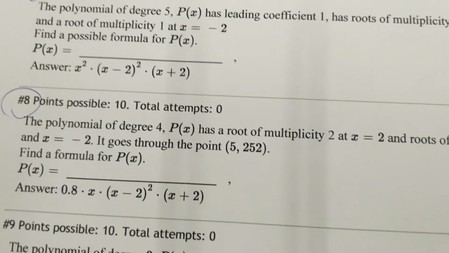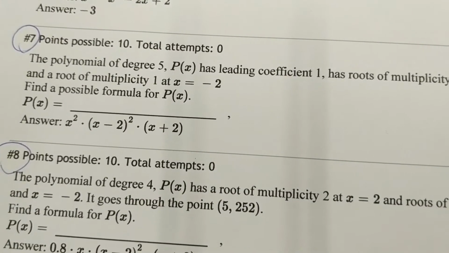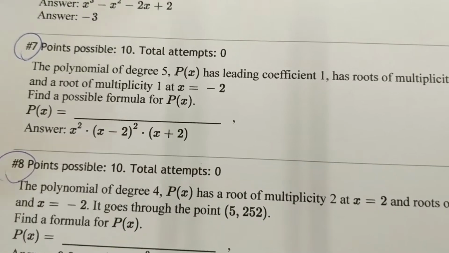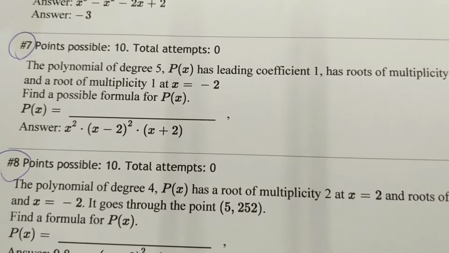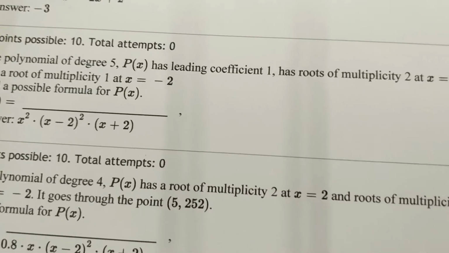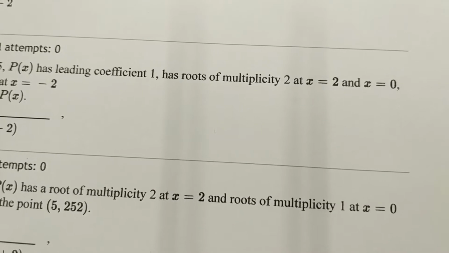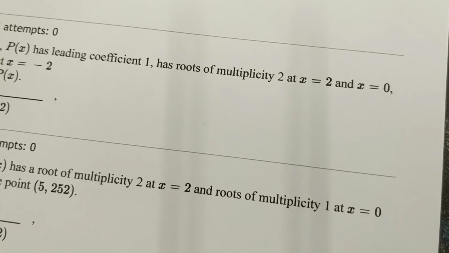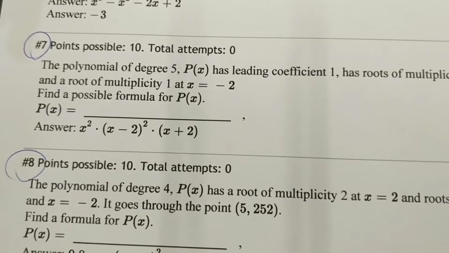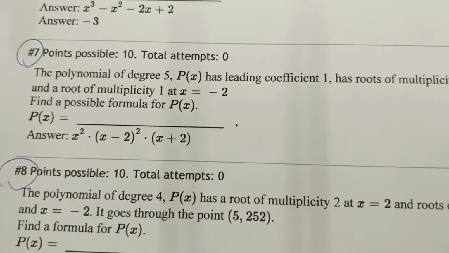What else? Let's see. This will be interesting. Check this out. So number 7 and 8 here. Okay. Number 7, polynomial degree 5. And they call it p of x. It's just a polynomial function thing. It has a leading coefficient of 1. It has roots, multiplicity 2 at x equals 2, and x equals 0. And then a root of multiplicity 1 at x equals negative 2. And they don't really say anything beyond that.